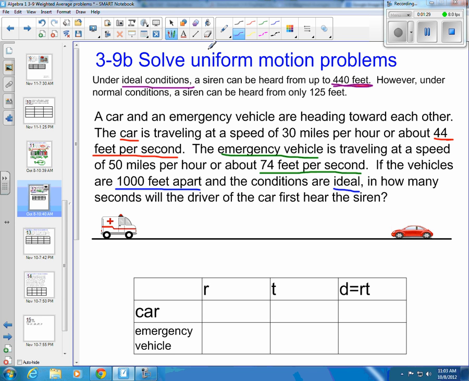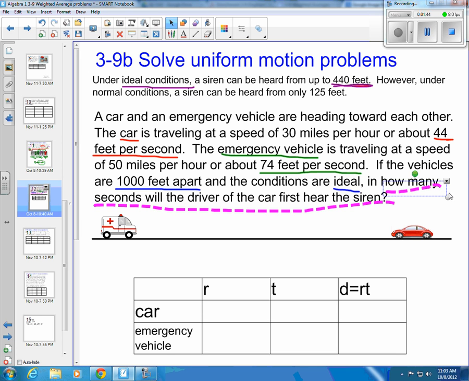Okay, so let's go back through that again. I'm looking for how many seconds will the driver of the first car hear the siren? There's my question. And I know that my distance is equal to my rate times time, so I've got my rate column, my time column, my car row, and my emergency vehicle row.